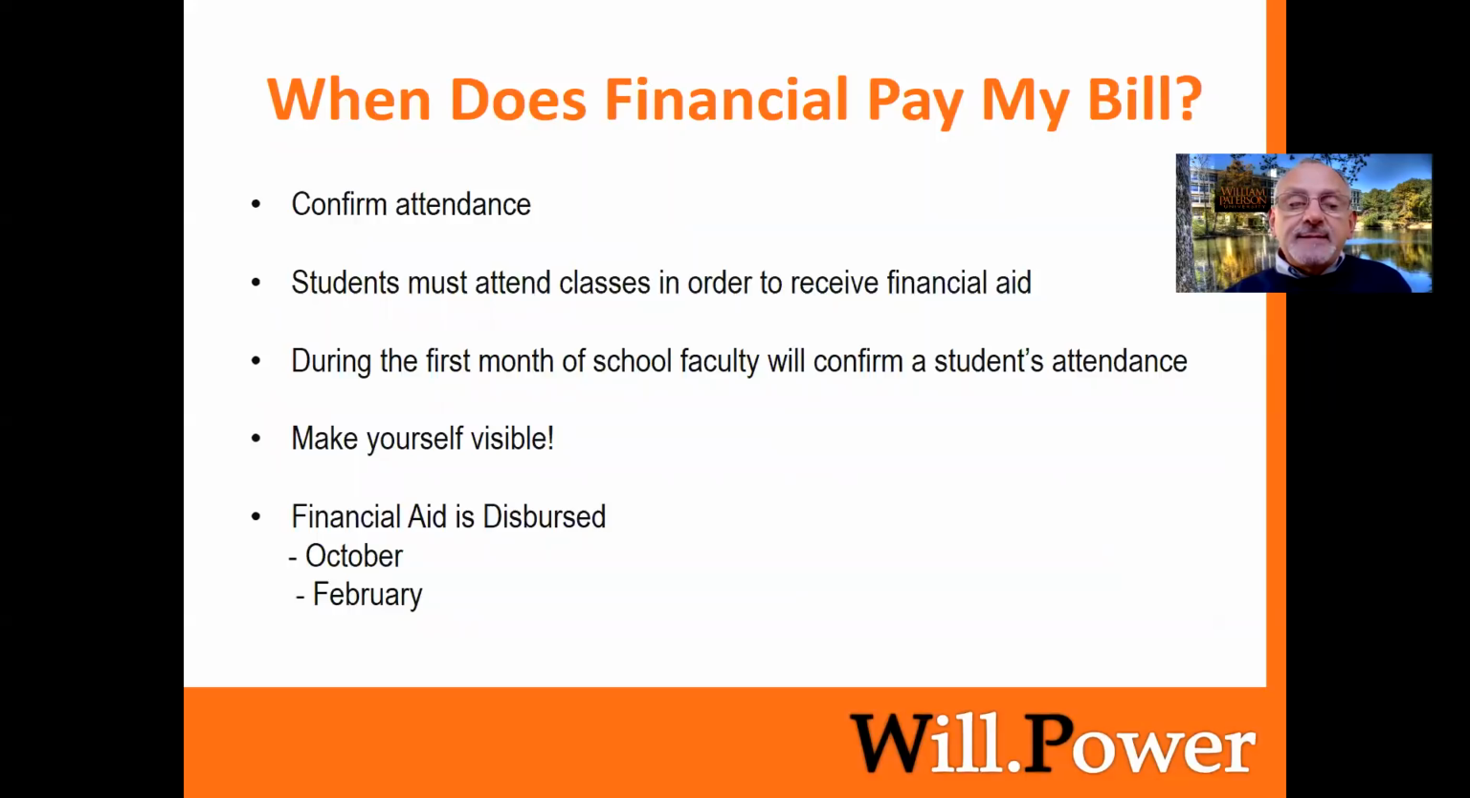So when does financial aid pay my bill? Well, first we have to confirm that you're in class. That's a federal requirement. Students must attend classes in order to receive financial aid. So during the first month of school, faculty will confirm that you're attending class. So make yourself visible. Raise your hand, participate. Financial aid is normally dispersed in October in the fall semester and February in the spring semester.